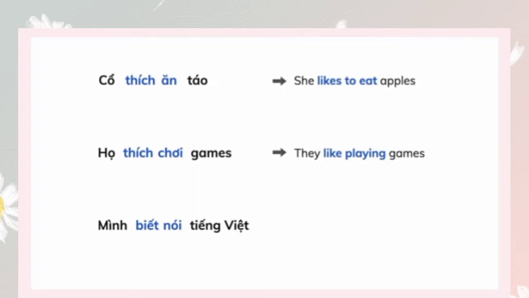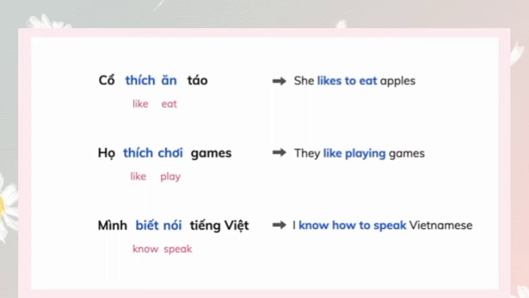Mình biết nói tiếng Việt. I know how to speak Vietnamese. When there are two consecutive verbs, like in these three sentences, in English we say like to eat, like playing, and know how to speak. But in Vietnamese, we simply say like eat, thích ăn, like play, thích chơi, and know speak, biết nói.